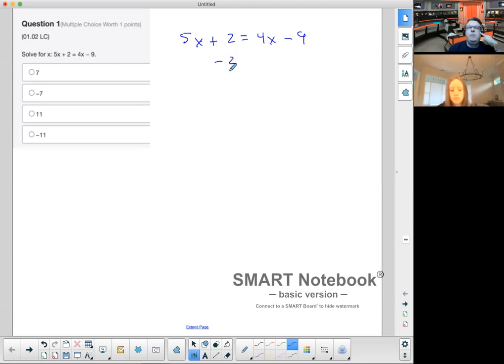Good. And what do we get on the left side? 0. And then what's left? What's left on the left side? Oh, 5x equals 4x minus negative 9 plus 2. Oh wait. It's okay. Negative 11. Good.